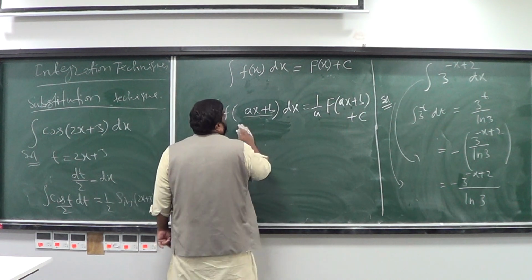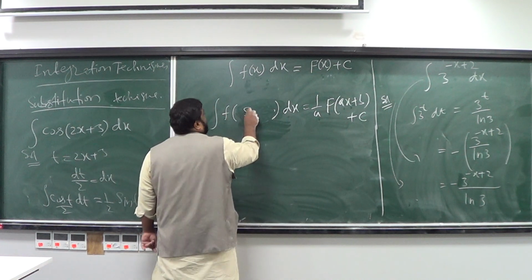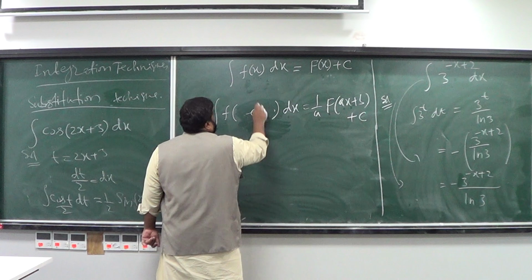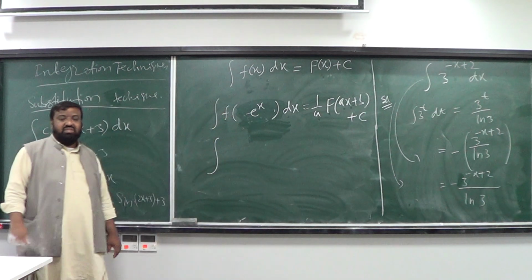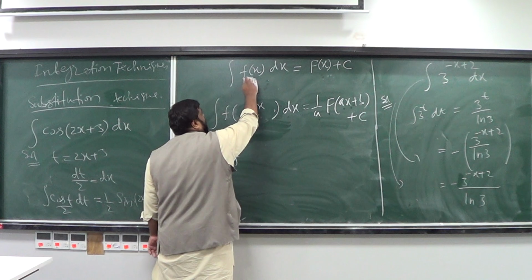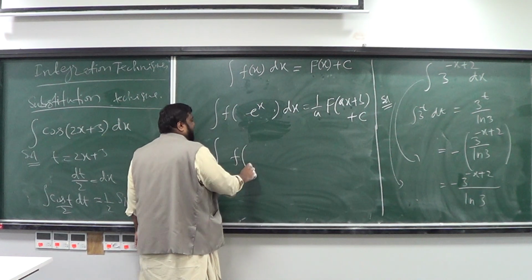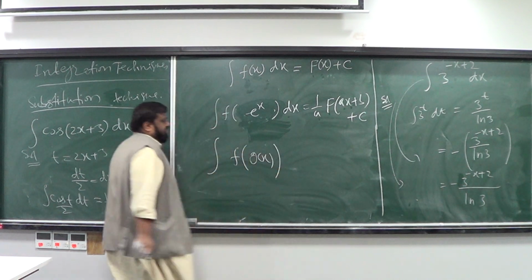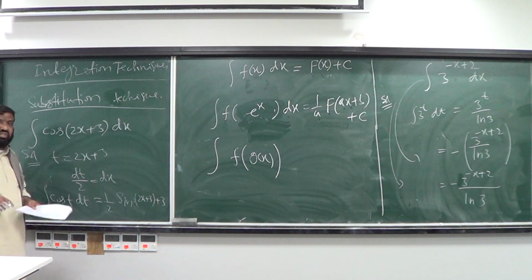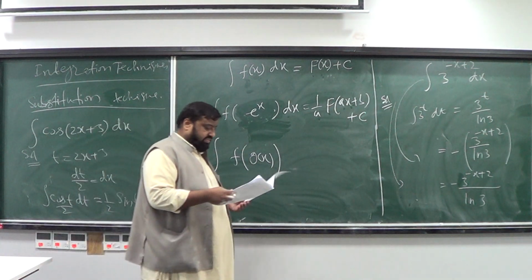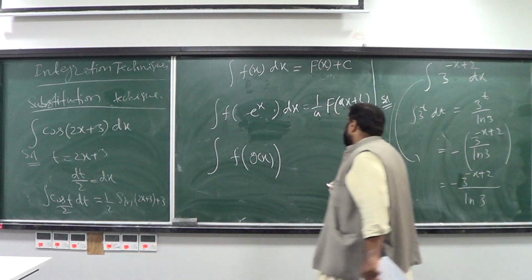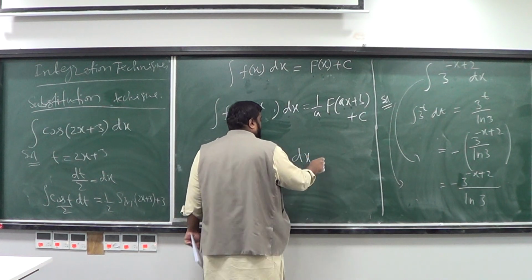What if I replace this x by not a polynomial but say a sine x? What if I replace this x by say e to the x, and then I ask what would be the integral? So in other words, I'm saying what if in this integral, the standard form whose antiderivative is known to you, you replace the x by some function of x. How to integrate it?